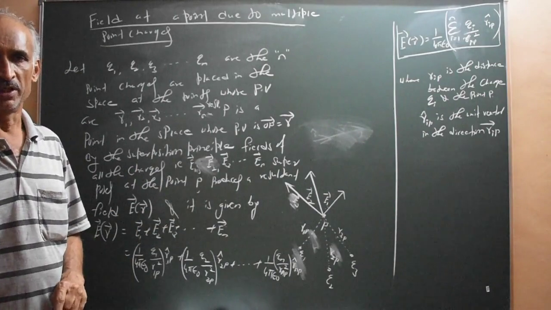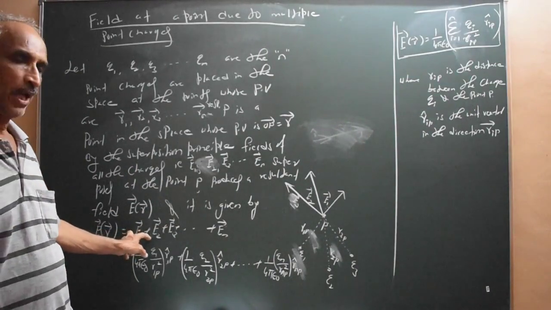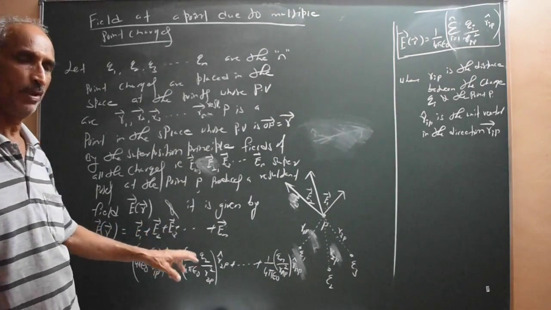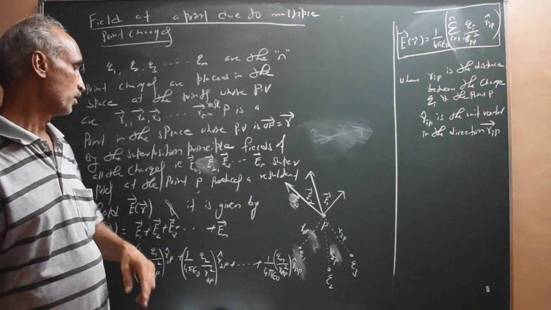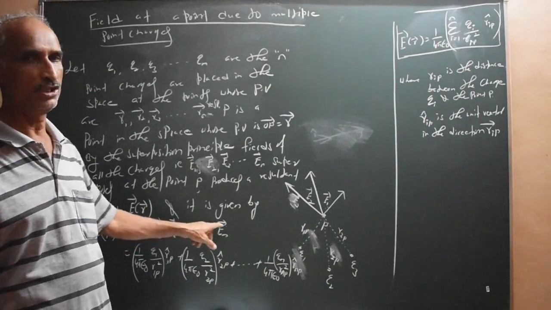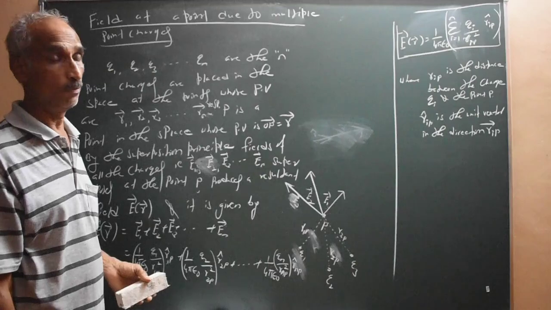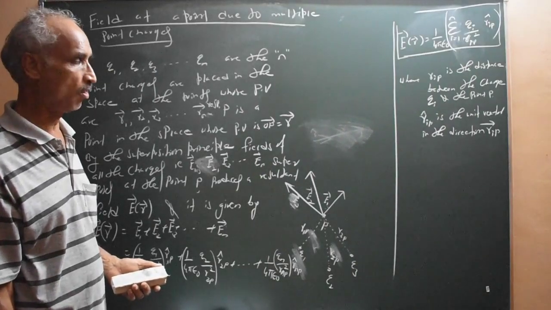Like that, by adding pairwise vectors, you get a single vector. That single vector is to be added with the third vector ultimately. So by pairwise addition you will get a single vector E bar. Diagrammatically I will show it. This can be done using the parallelogram law of addition of vectors.